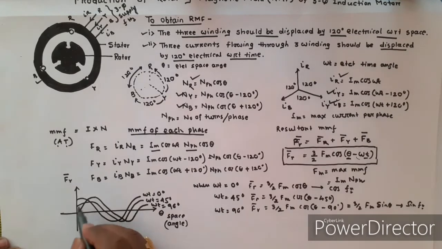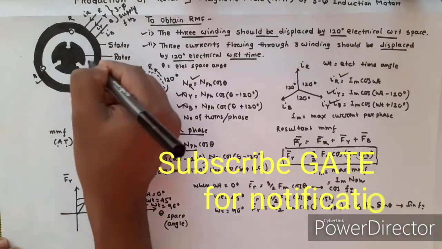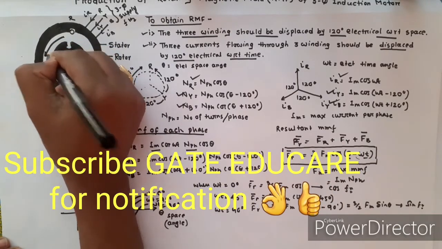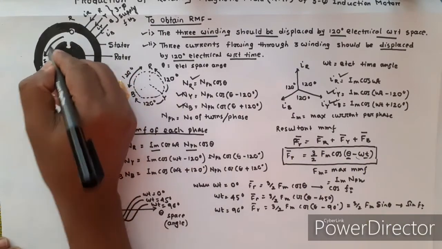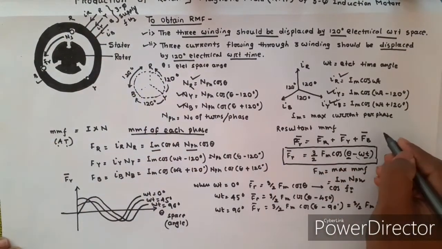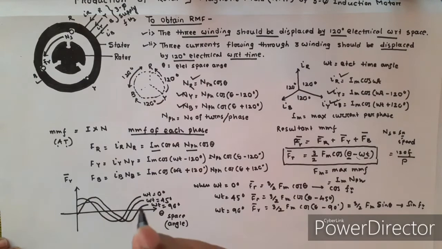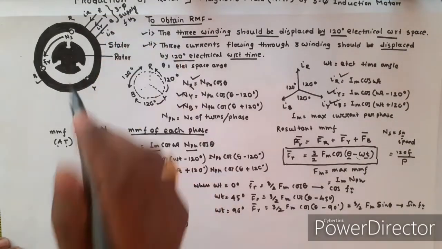That means from the graph, it has been shown that with respect to the space angle, the resultant MMF Fr is continuously progressing in the forward direction. Therefore, it is called a rotating magnetic field. That means the resultant field which is generated in this induction motor rotates in the forward direction at a speed of ns. The speed of the rotating magnetic field is ns, where ns is called the synchronous speed and it is given by 120 f by p.